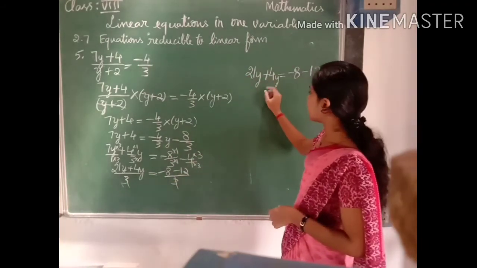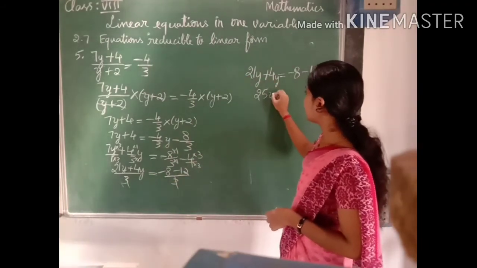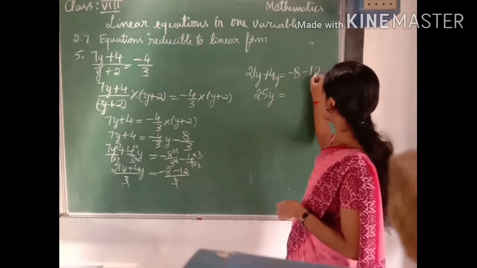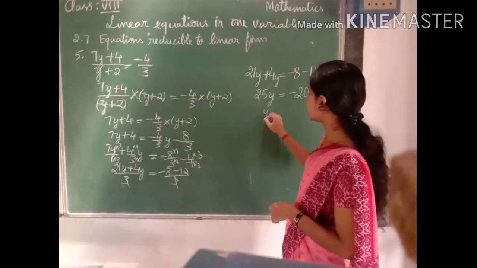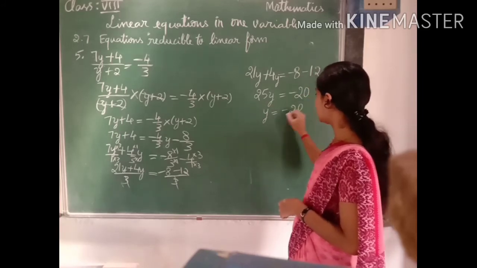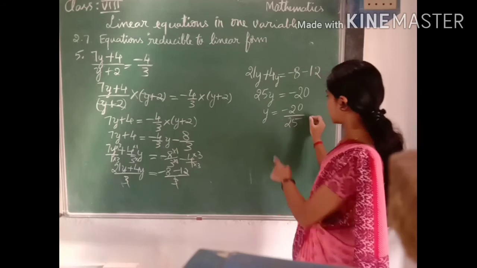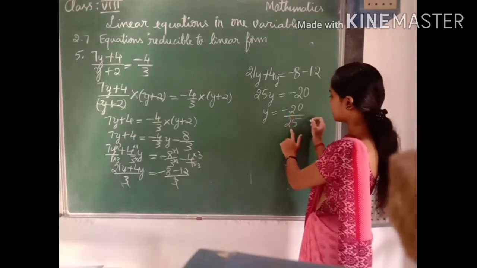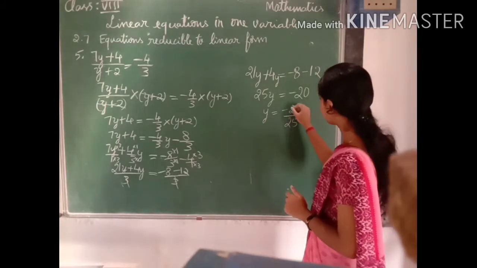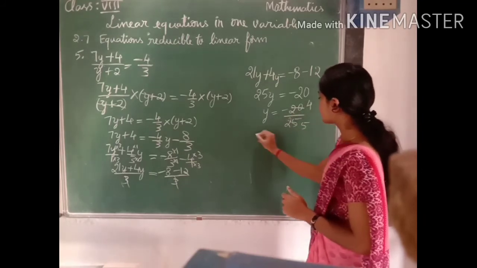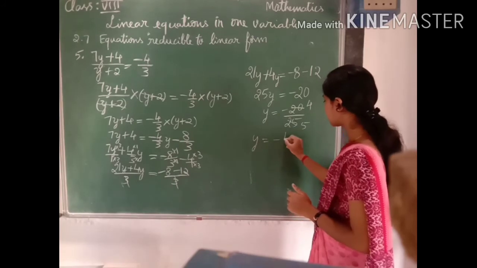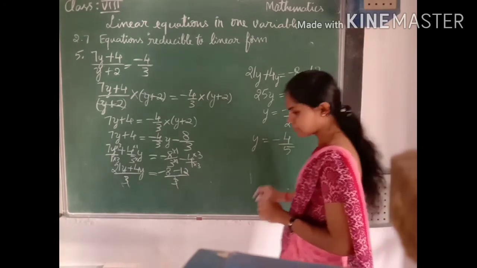21y plus 4y will become 25y, is equal to minus 8 minus 12, which will become minus 20. Then y is equal to minus 20 by 25. That is equal to how much? 5 4s are 20, 5 5s are 25. So the value of y is equal to minus 4 by 5. Got it?